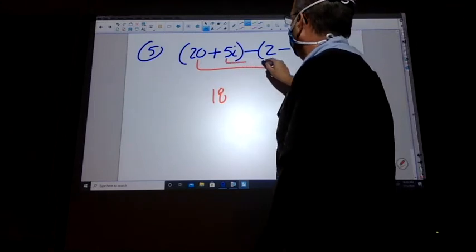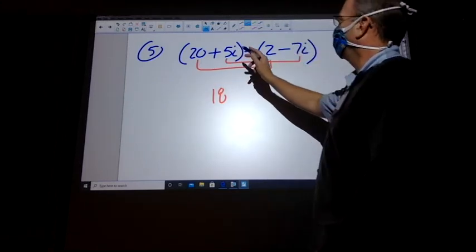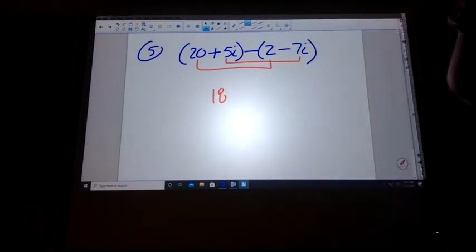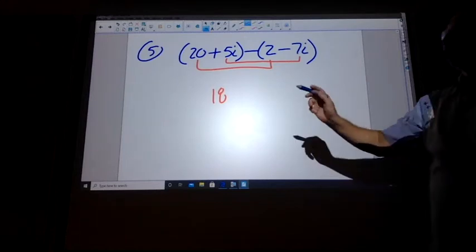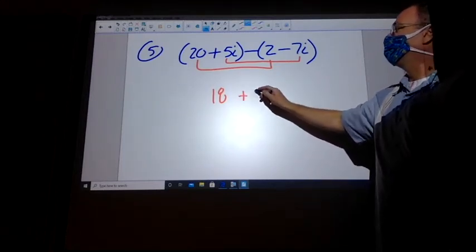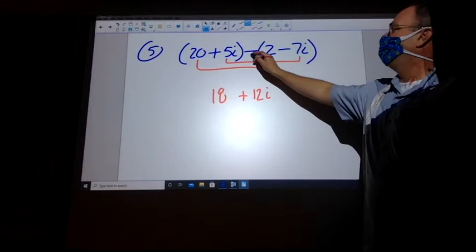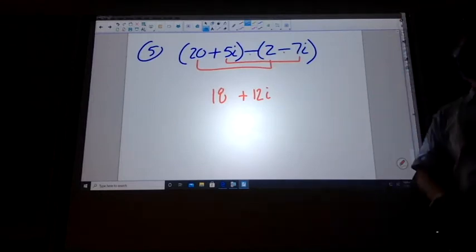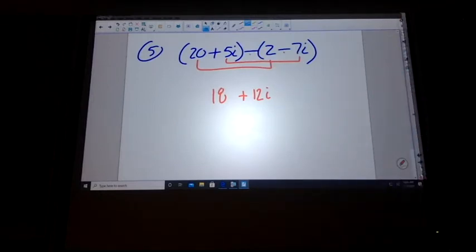And then I'm going to get this. What is that going to give me? What does it say? 12i. Why is it 12i? 5 minus negative, this negative becomes positive. So 5i plus 7i is 12i. That's my answer. That, my friends, is also multiple choice.